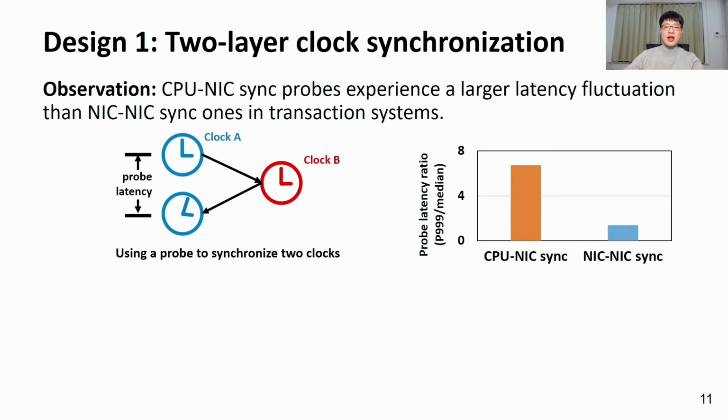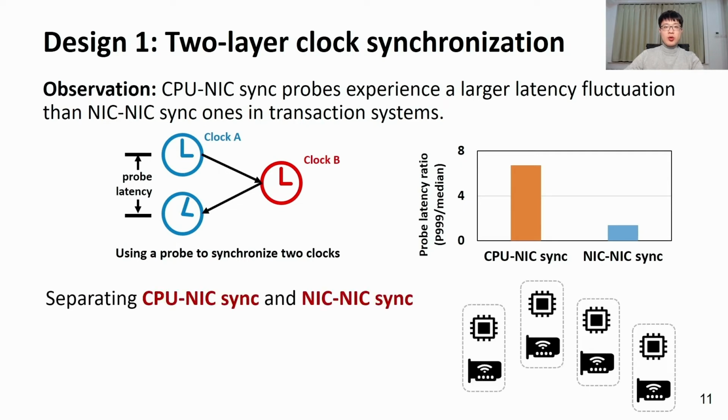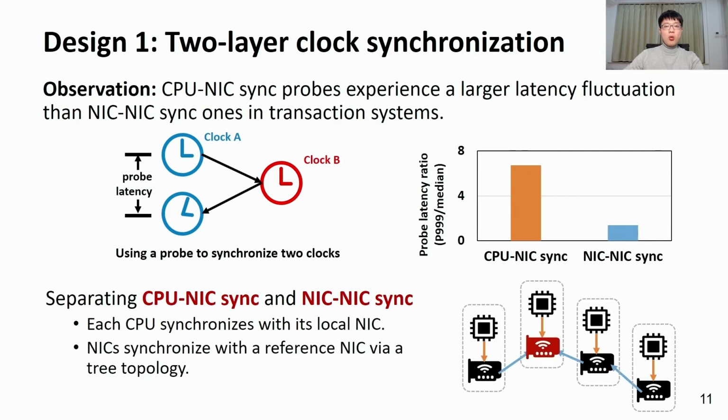The figure on the right shows that the ratio between P99 and median latency of probes in CPU-NIC synchronization reaches 6.8. To this end, 2L clock separates the synchronization process into CPU-NIC synchronization and NIC-NIC synchronization to adopt different methods respectively. The synchronization process is shown below. First, each CPU clock synchronizes with its local NIC clock. Then, all NIC clocks in the cluster synchronize with a reference NIC clock. The NIC-NIC synchronization links are organized as a tree.